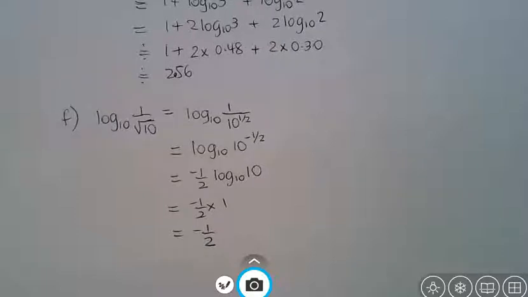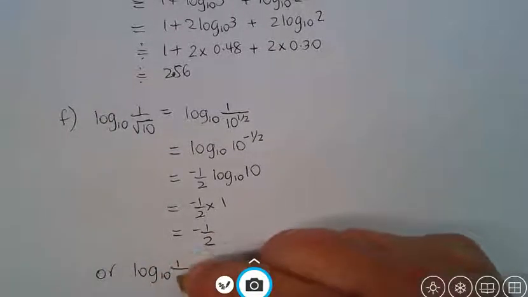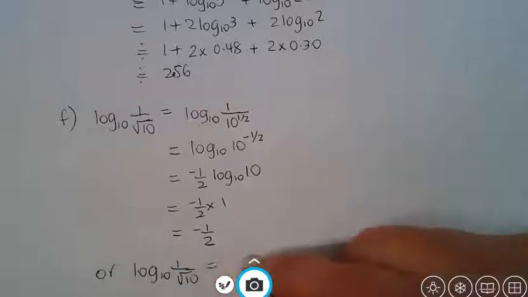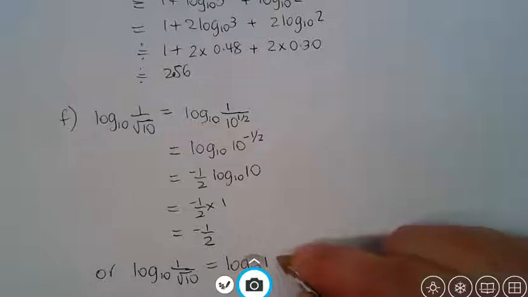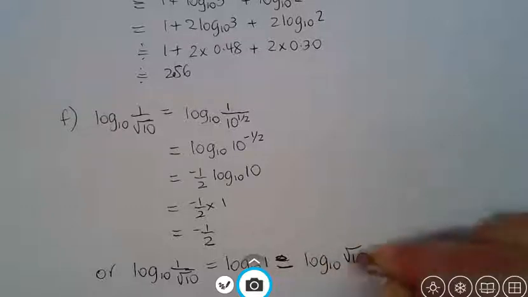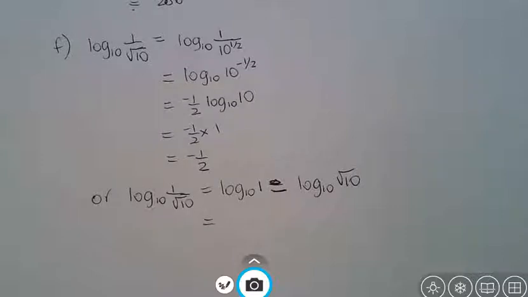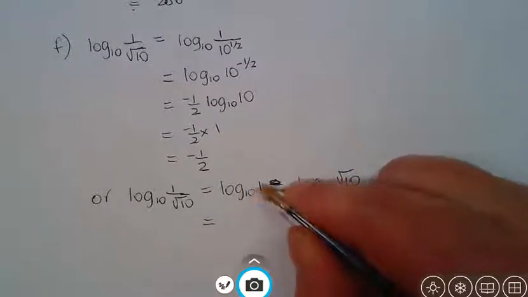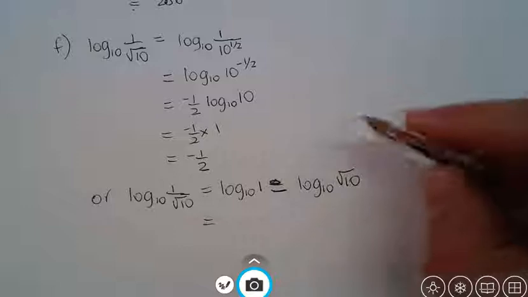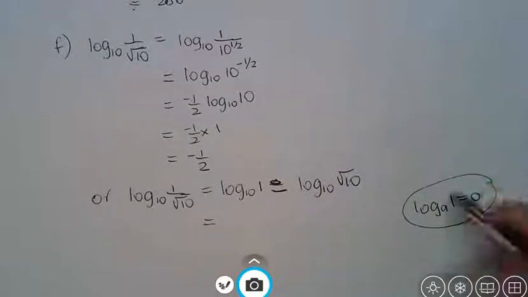Okay, now another way you could have done it is you could have written log to the base 10 of 1 on root 10 is log to the base 10 of 1 minus log to the base 10 of root 10. And then you can start working with that. But if you're going to use that method, you have to remember that log to the base a of 1 is 0 to use this method.